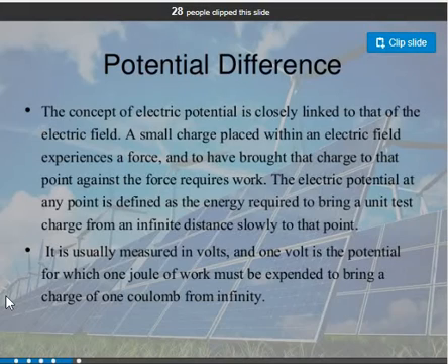The potential for which one joule of work must be expended to bring a charge of 1 coulomb from infinity, we consider as 1 volt. That means 1 volt is the potential for which 1 joule of work is done to bring a charge of 1 coulomb. The SI unit of potential difference is the volt.